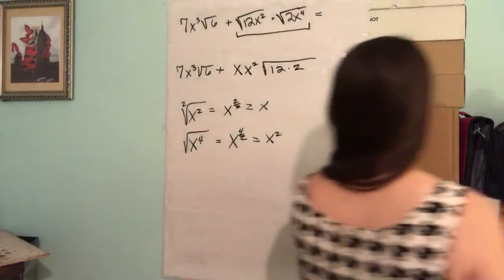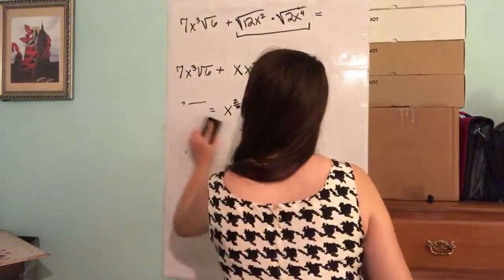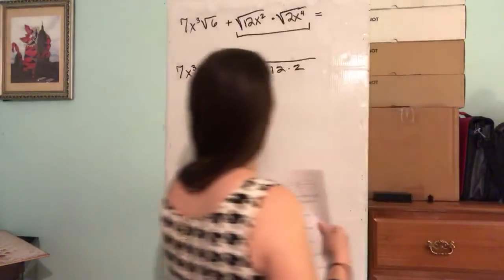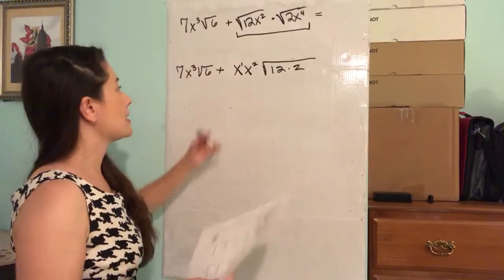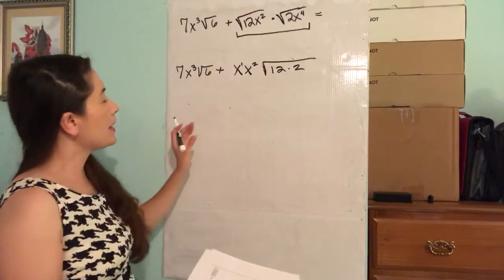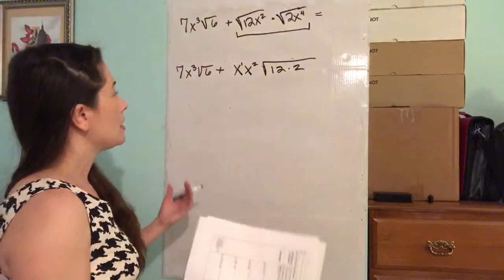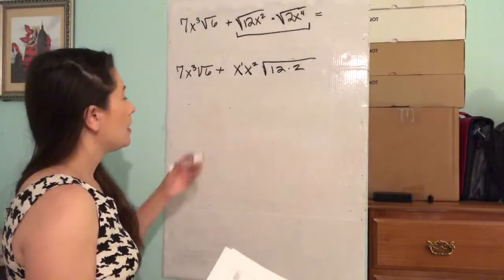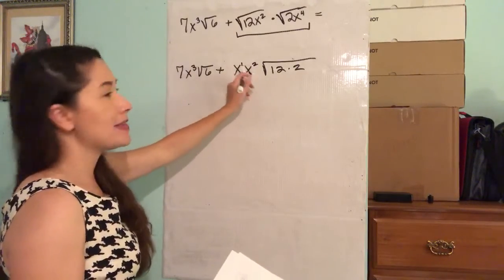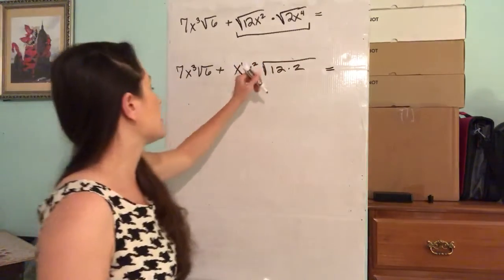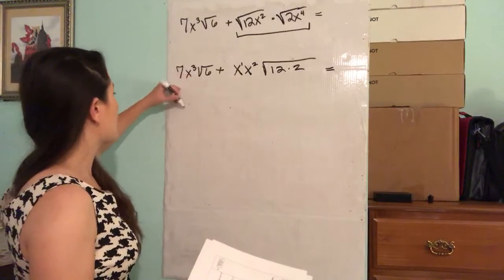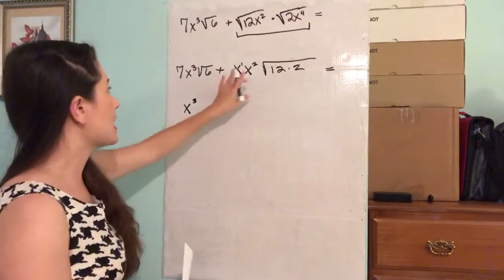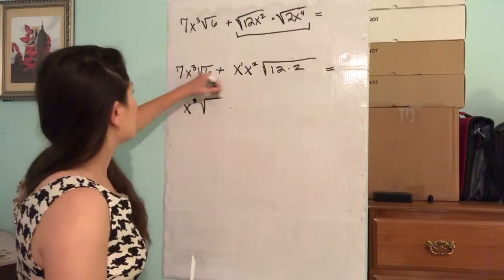Okay, so x to the first power times x to the second. When you multiply the same variables that have exponents, you add the exponents. Okay, multiplying these two, x to the first power times x squared is going to be x to the third power. You just got to add the exponents, and then it's going to be 12 times 2.